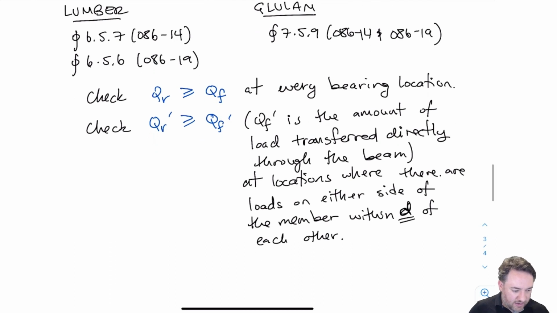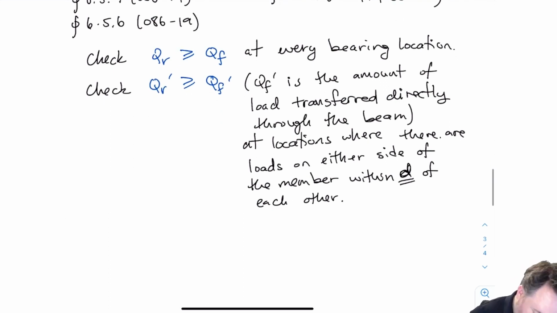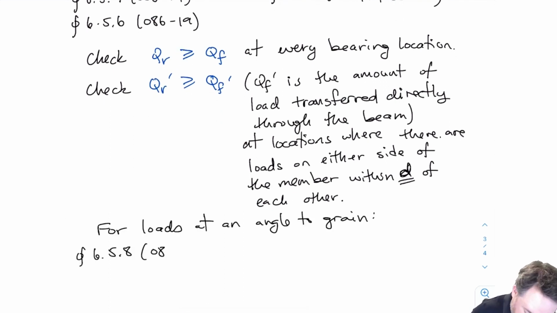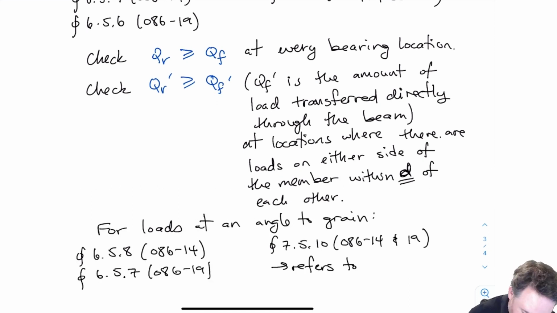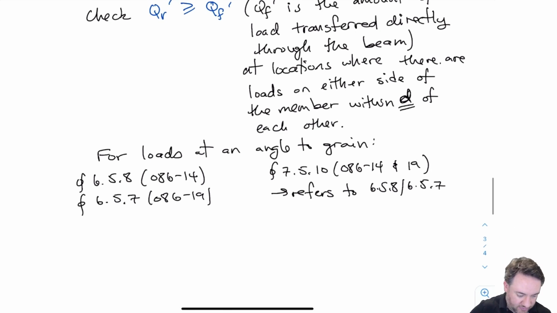Okay, and then I also have a bearing resistance check if I have loads at an angle to grain, which we talked about. So for loads at an angle to grain, we have clause 6.5.8, which is also 6.5.7 in 08619. And for glulam, we have the exact same approach. In fact, the standard references just back to those lumber clauses instead of providing any alternative approach here. And for that, we calculate an NR, which is a resistance at the angle to grain, and we make sure that that is greater than NF, which is the force applied at an angle to grain.